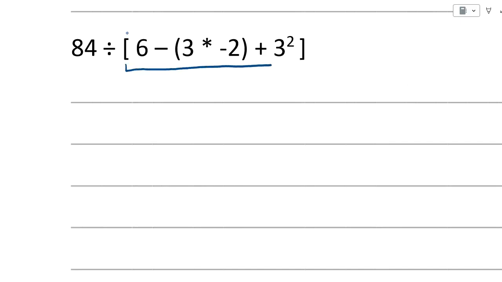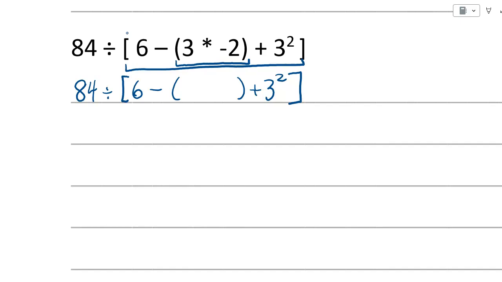Grouping symbols come first. And within that set of grouping symbols, we've got another set of grouping symbols. So if it's a lot to look at, that's fine. Just copy everything down except the step you're going to work on first. And then we can focus more on that. 3 times negative 2 is negative 6. Okay, staying within those grouping symbols. There's not another set of grouping symbols other than this one.